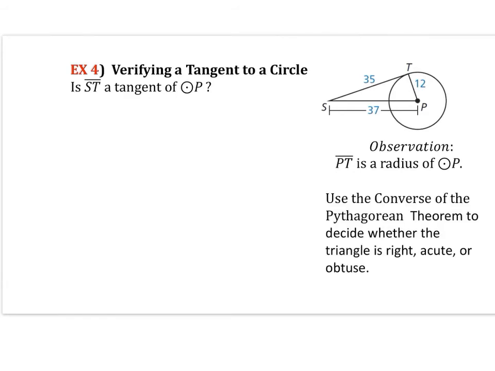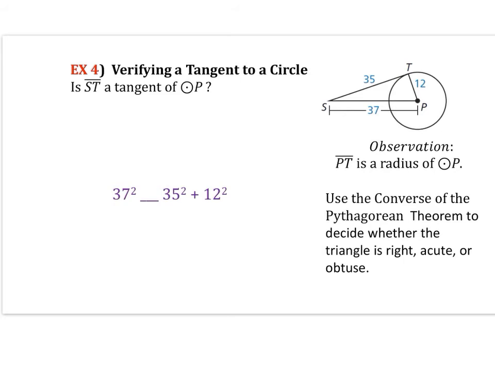We can also use the converse of the Pythagorean theorem to decide whether the triangle is right, acute, or obtuse. So we set up c squared, and then we're not sure what the relationship is between c squared on the left side and a squared plus b squared on the right side. So the longest side is 37, so that must be our hypotenuse.